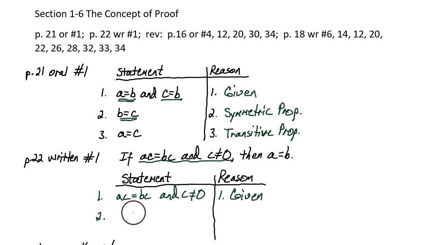Statement 2. What can we conclude from this equation that we just wrote down? Can we directly conclude the statement that we want to create, A equals B? We can. So we can write A equals B as long as we give a reason. To get from this equation to this equation, what happens is you would divide both sides by C. What algebra property justifies dividing both sides by the same number? That's called the division property of equality.